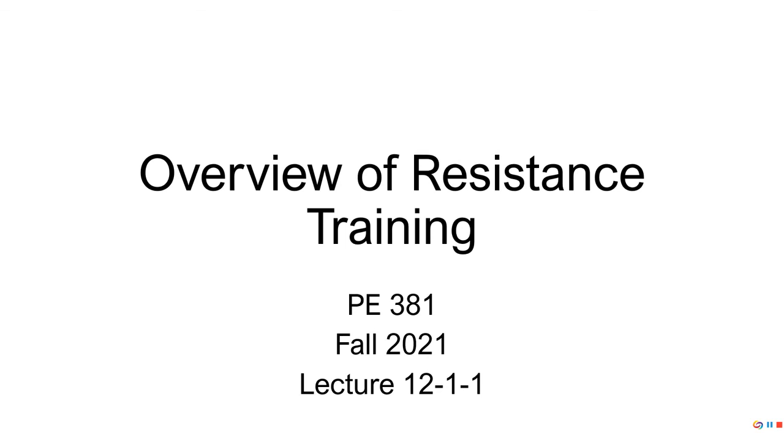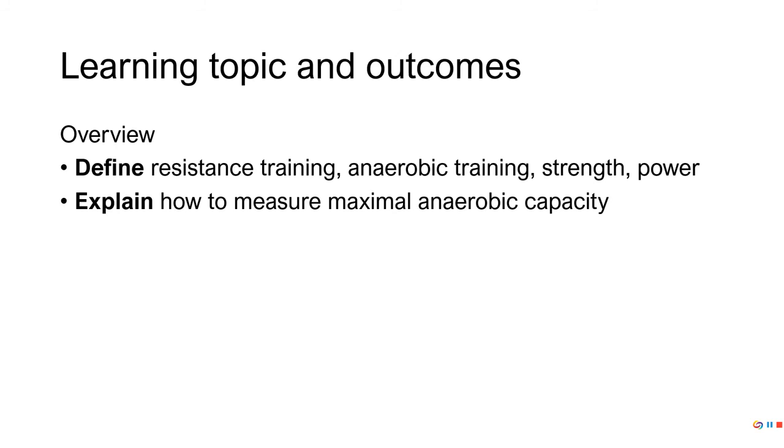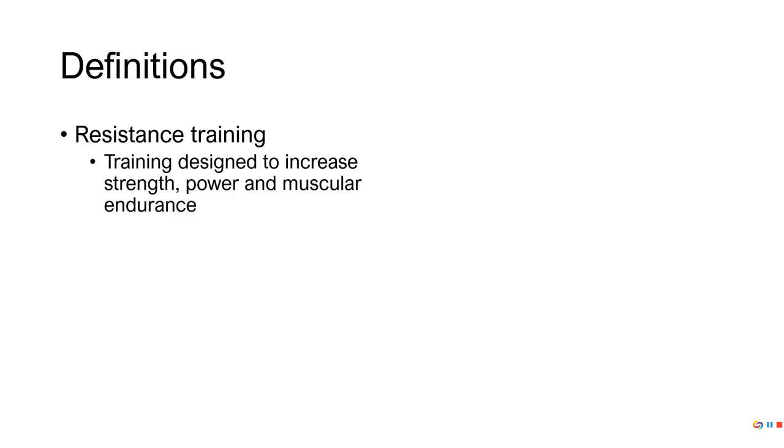So to start off, we need to have some definitions. And then we're going to talk about how we measure anaerobic capacity, right? We talked about how we can measure aerobic capacity with a VO2 max test. So we're going to talk about how we can measure maximal anaerobic capacity. So to start off, we've got some definitions. And so first is resistance training.